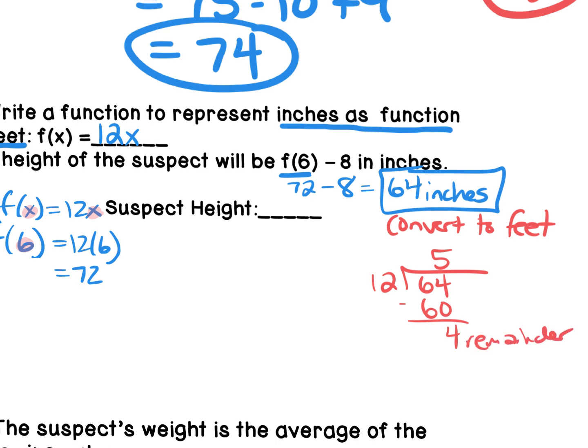That's how many inches are left over. So it's 5 feet and 4 inches. So that is my suspect's height. At this moment, you can cross off any of the suspects who do not have a height of 5 feet 4 inches.